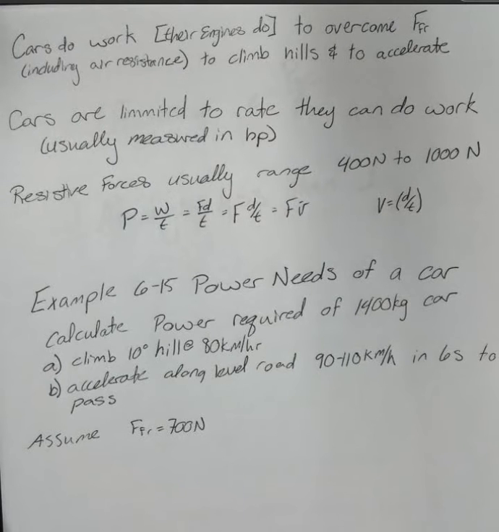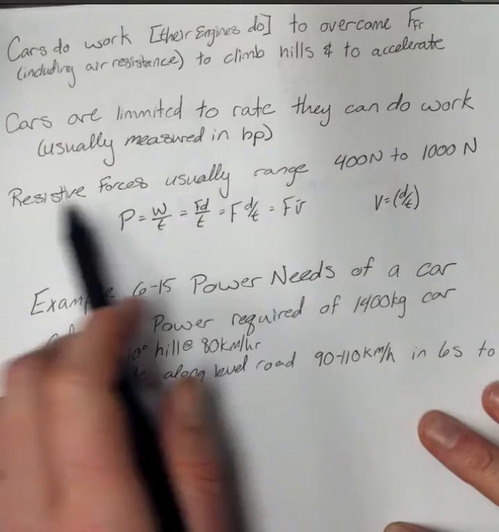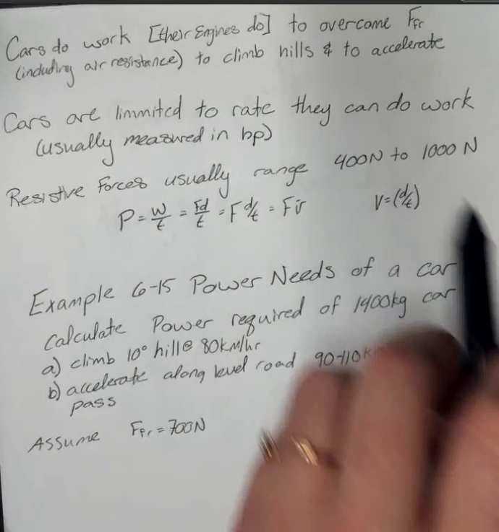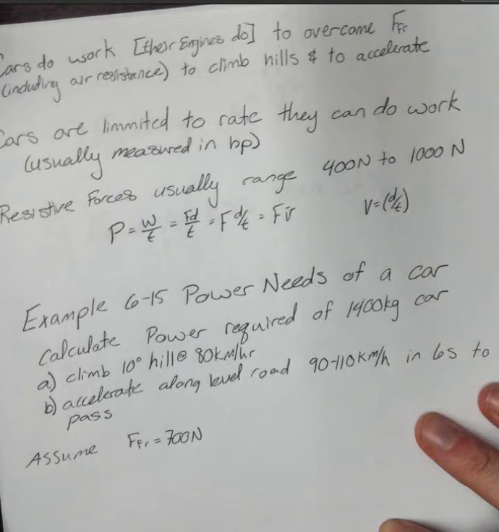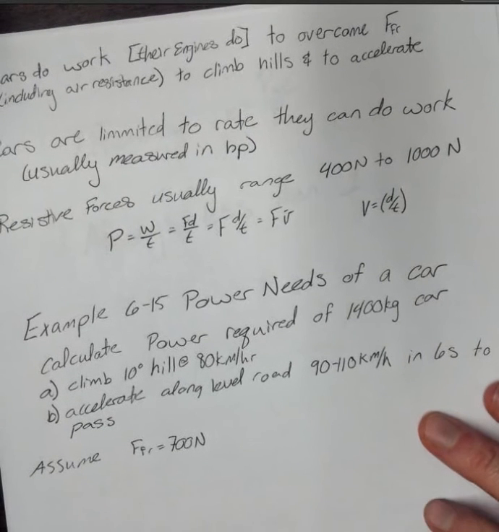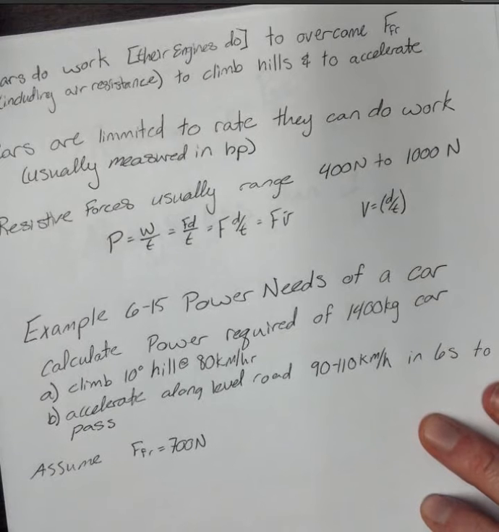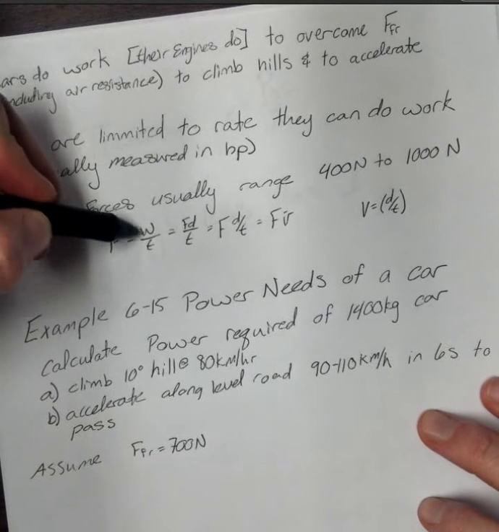When a car does work to overcome frictional forces or any other resistive forces, usually the resistive forces range in between 400 and 1,000 newtons. So that means that even if we were just considering the amount of power to overcome those resistive forces, we would still be looking at the engine's ability to do work over time. So power is work over time.